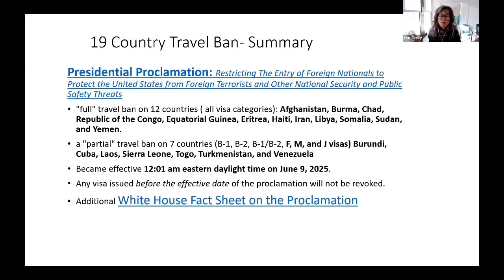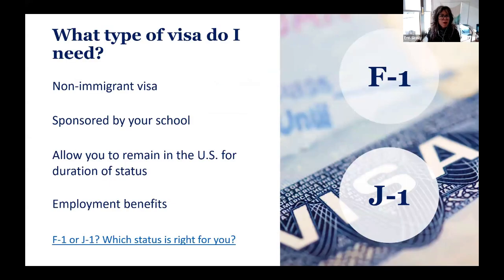So all of these countries are impacted. You may hear a difference in terms of a full ban or a partial ban. That's just because different visa categories were applied to the bans, but basically all of these apply to F and J visas. Okay, so let's get into the kind of the normal things.